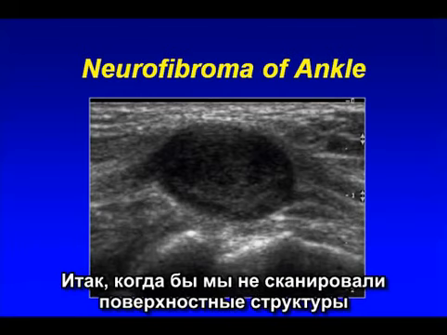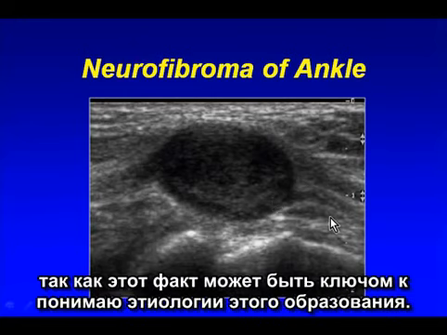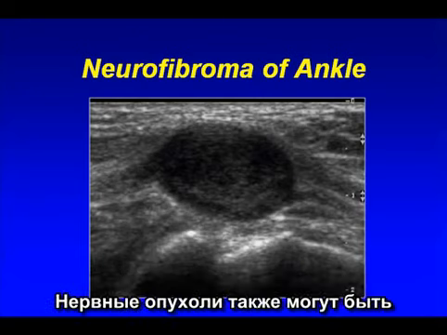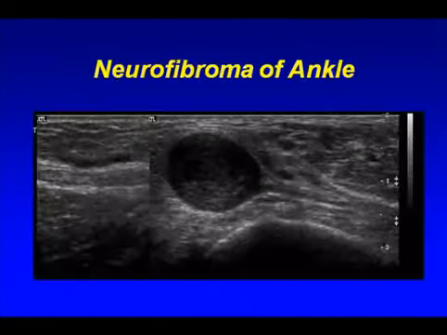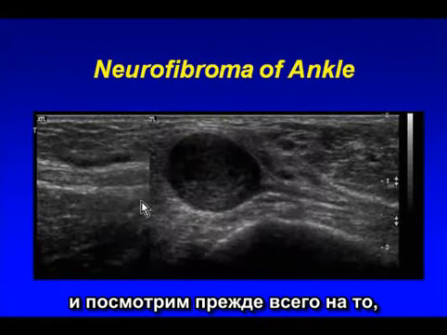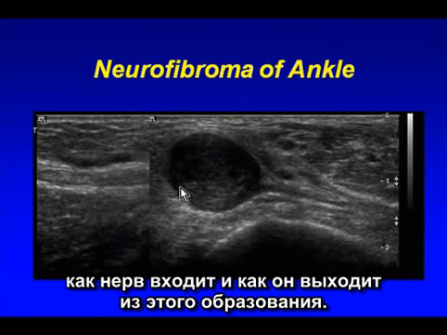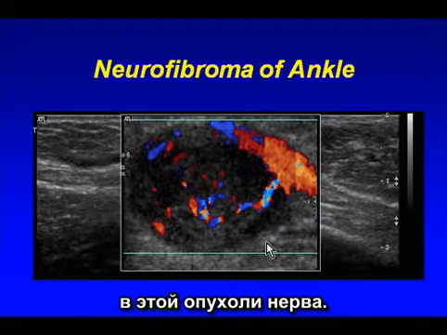So whenever we see a superficial mass, it's important to look for whether a nerve is entering or exiting it, because that can be a clue to its etiology. Nerve tumors also can be quite tender, and that can be helpful as well. Here's a more extended field of view of this same lesion, showing, first of all, the nerve coming into the lesion and exiting it, but also showing the Doppler flow that can be seen in nerve tumors.